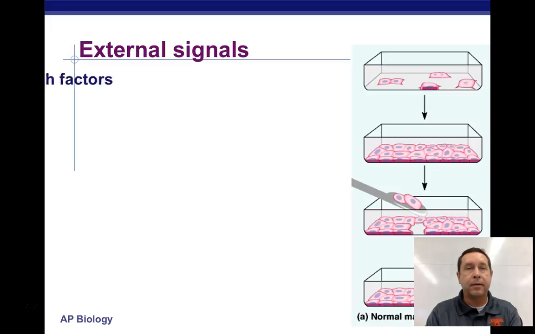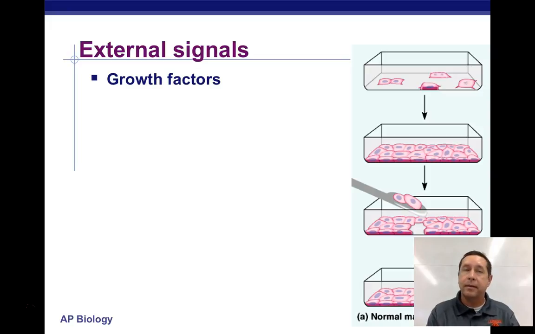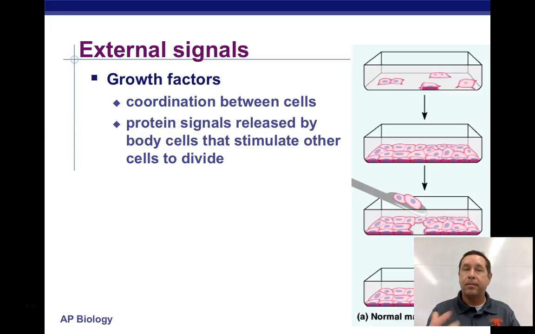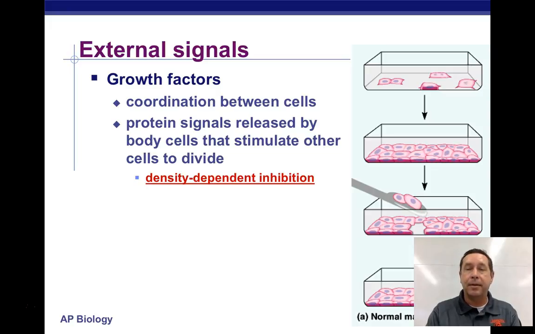There are various external signals that can cause cells to divide as well. So CDK, cyclins, all of that stuff, those are internal factors. External factors are called growth factors, and they're coordinated between cells. These are proteins that are released by one body cell that stimulate other cells to divide. They play a role in what we call density-dependent inhibition. Normally when cells start to reproduce and they bump into other cells, as their density gets up to a certain level, they stop dividing.